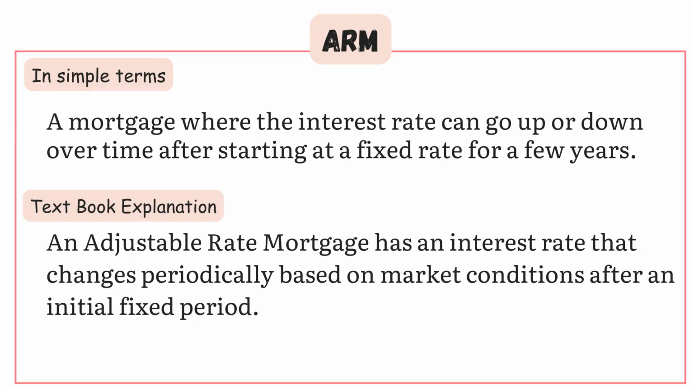ARM, in simple terms, it is a mortgage where the interest rate can go up or down over time after starting at a fixed rate for a few years. As per textbook definition, ARM is an adjustable rate mortgage, has an interest rate that changes periodically based on market conditions after an initial fixed period.